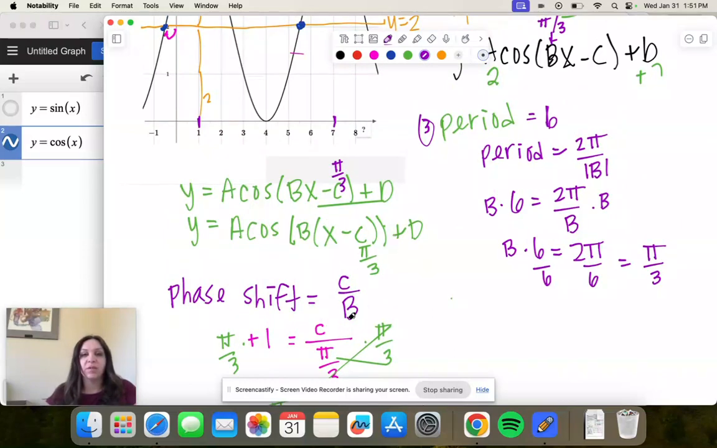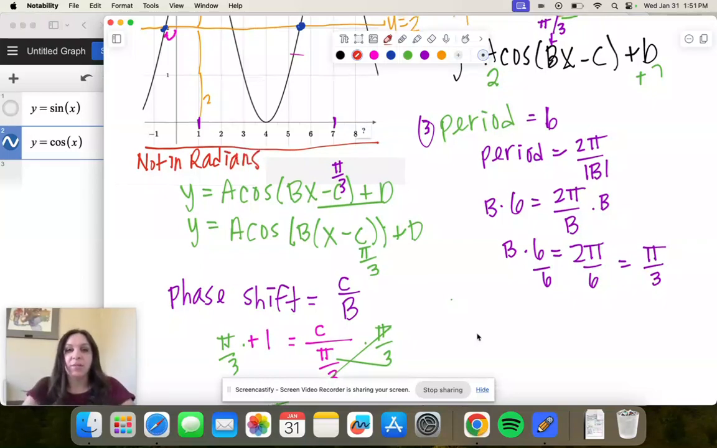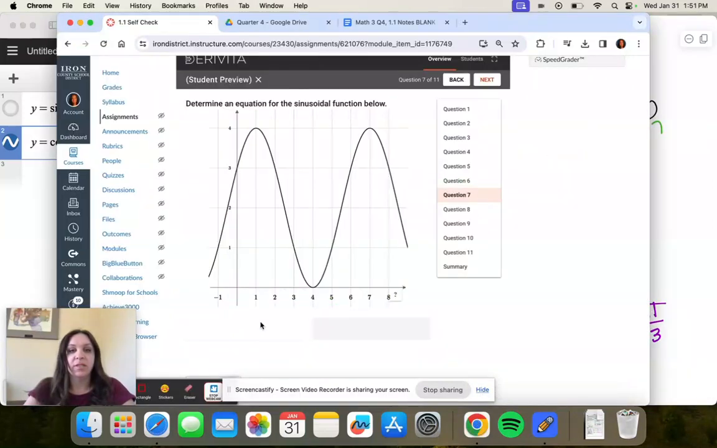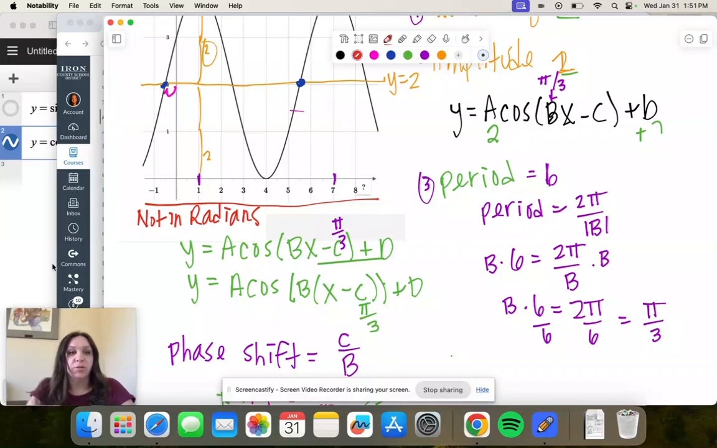I just want you to realize that we have to use this equation, and we didn't use it in our last problem because there wasn't a phase shift and our axis was in radians. So when your axis is not in radians, you need to use the equation c over b. Okay, so let's type that in. So y equals 2 cosine, and then pi thirds x minus pi thirds, because the minus is part of the equation, plus 2. That's our midline.